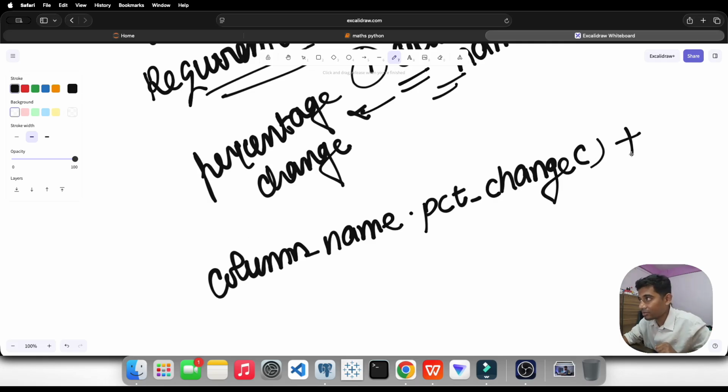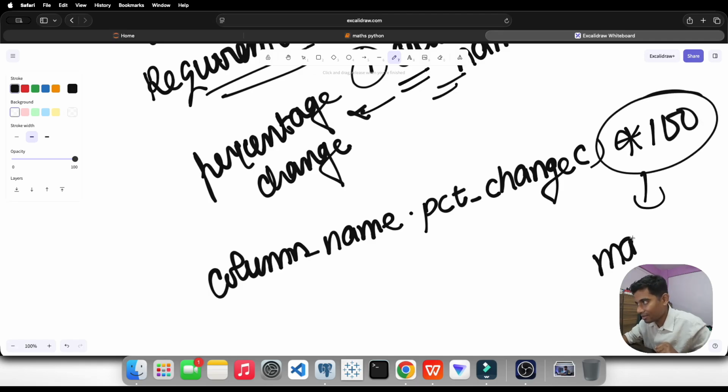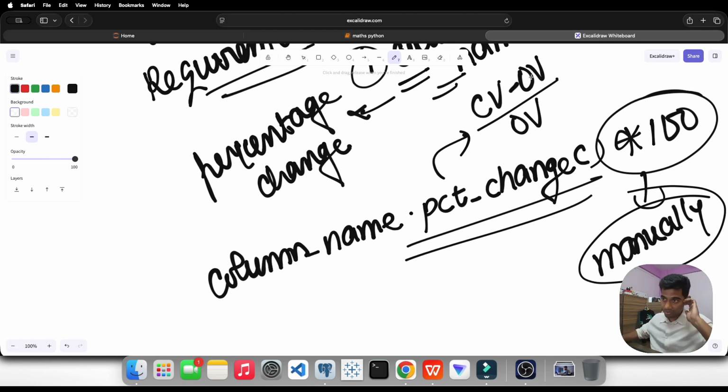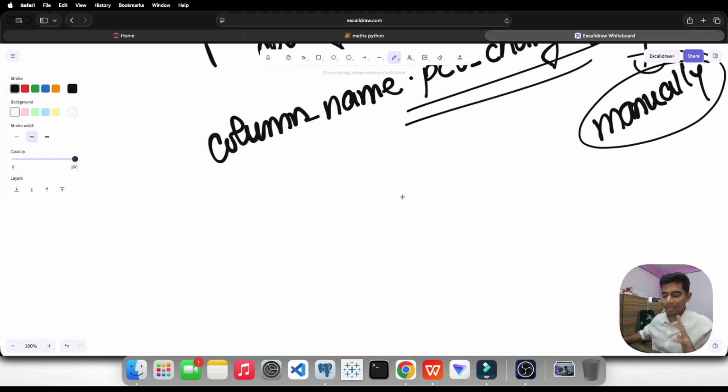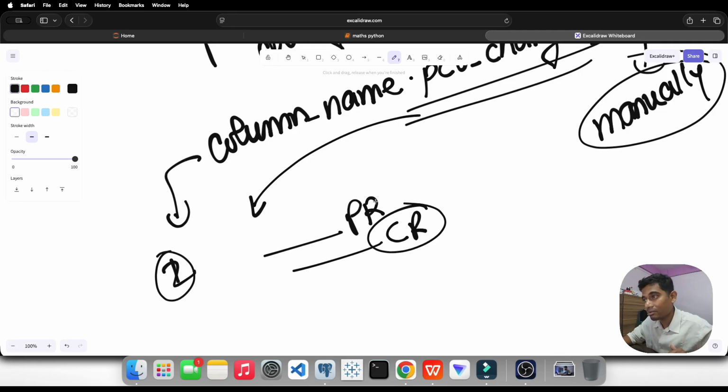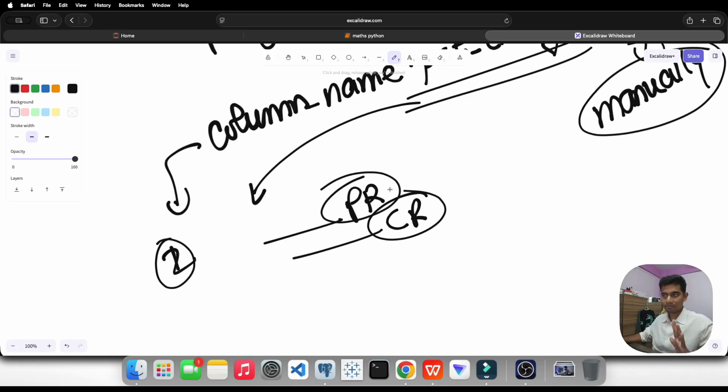After that you have to do multiplication by 100. This is the manual part, we have to do it manually, because as I have told, this function is all about current value minus old value divided by old value, okay. Let me add some more notes before we go to the practical part. Percentage change only takes care of the previous row, okay. CR means current row, PR means previous row.